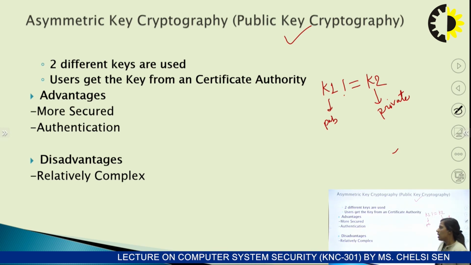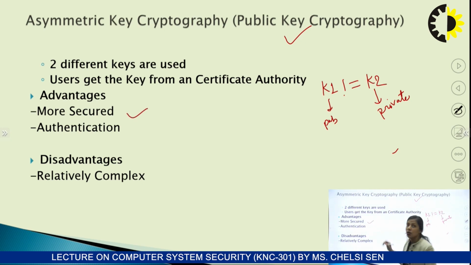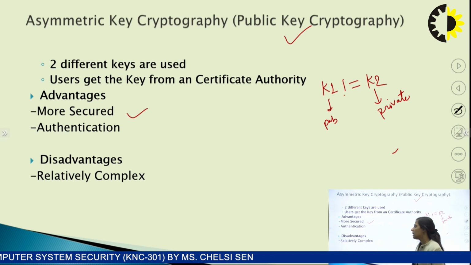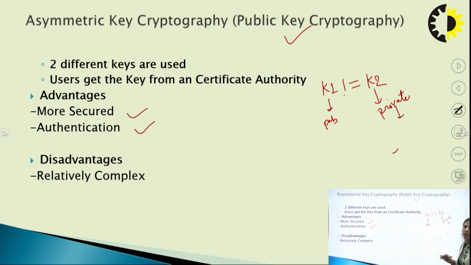That's why it is more secure, because we are using two keys for encryption and decryption. Similarly, it is more advantageous for authentication purposes. How can we authenticate? Because we are using a particular private key for a particular sender. So that's why it is more authentic and more authorized. The disadvantage of asymmetric key cryptography is that it is relatively more complex than symmetric cryptography.